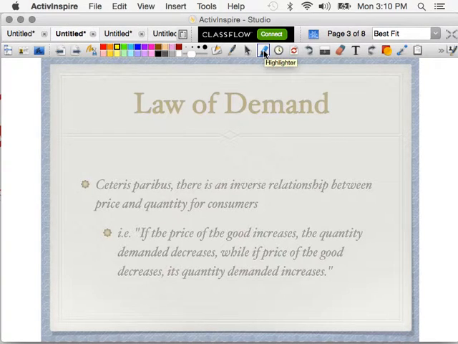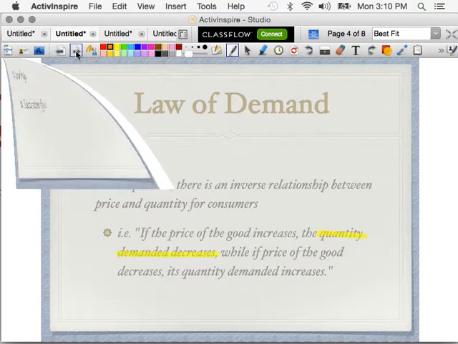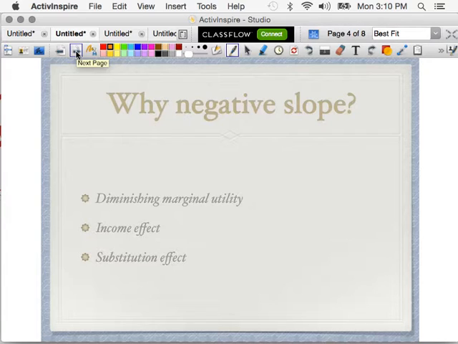Now this is key language. It's not that demand decreases with a change in price, quantity demanded changes. So what do we mean by this? Is the difference between a shift and a movement. Before we get to that, why does it have a negative slope? Diminishing marginal utility, or less extra happiness, right?